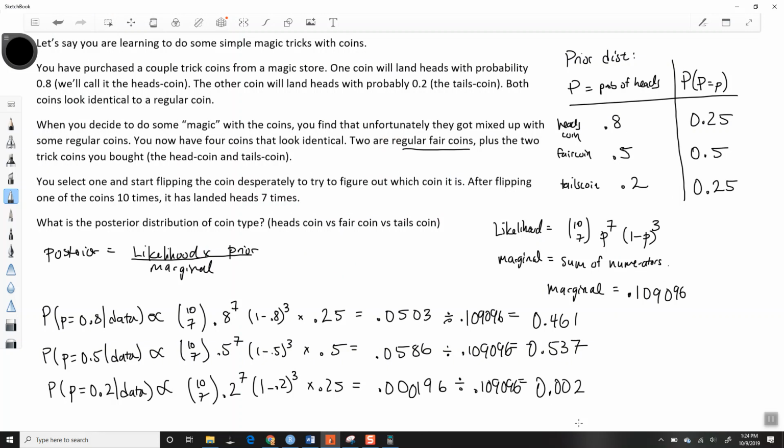So this is our posterior distribution. Is that good? So our posterior would be P and the probability of P. We have 0.8 has a value of 0.461, 0.5 has a value of 0.537, and 0.2 has a value of 0.002.